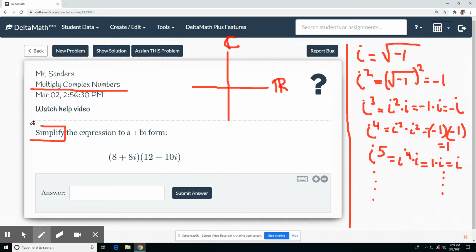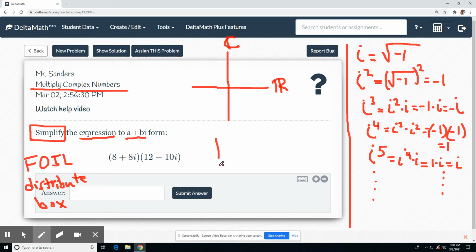So we're asked to simplify the expression to a plus bi form. Notice we have two terms here. Terms are separated by a plus or minus sign. Two terms here separated by a plus or minus sign. So that's your binomial multiplication. There's three ways essentially to deal with this. One of them is called FOIL: first, outside, inside, last. The other one is to distribute. And the last is the box method.